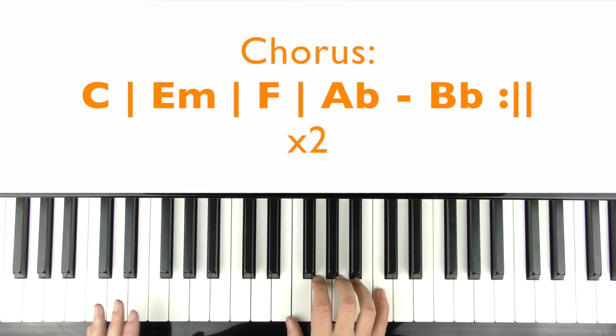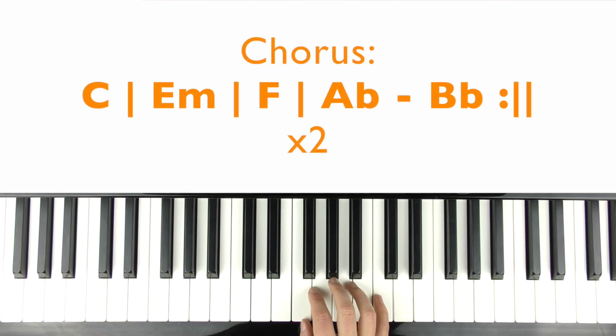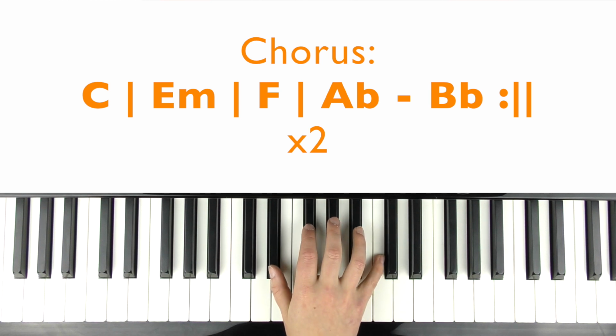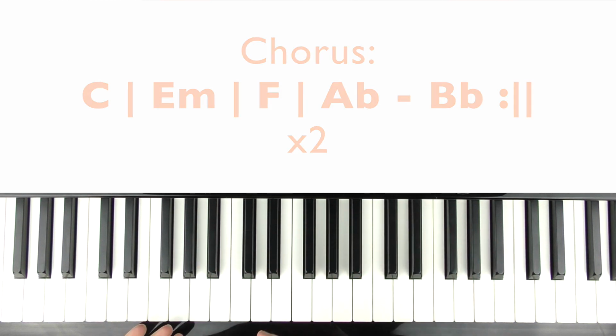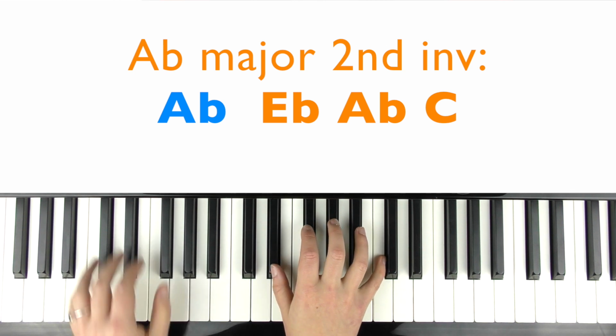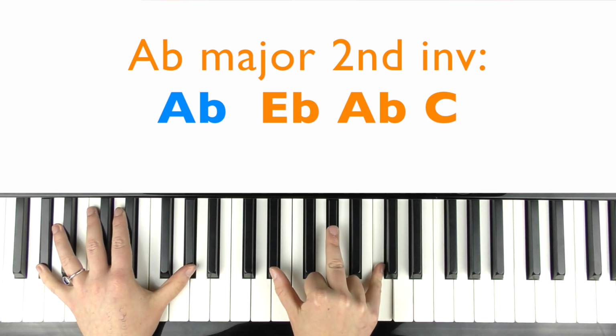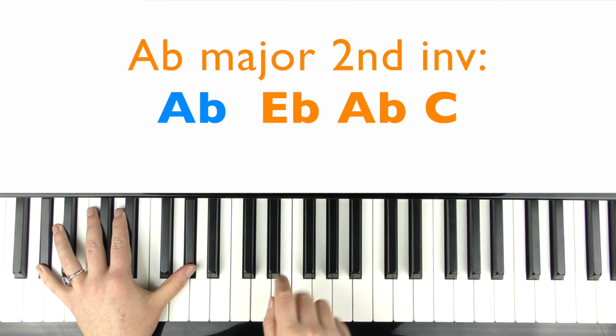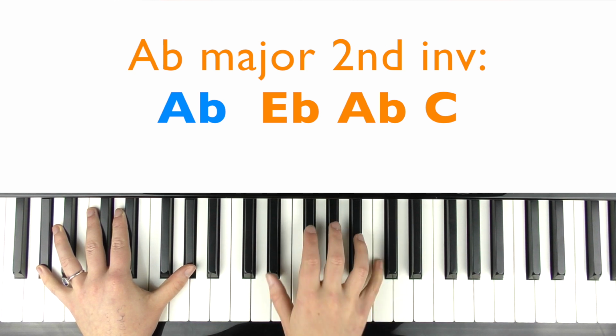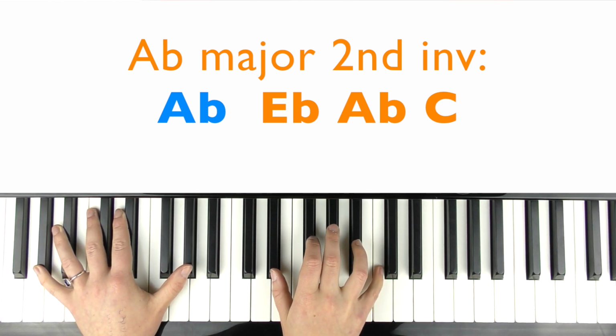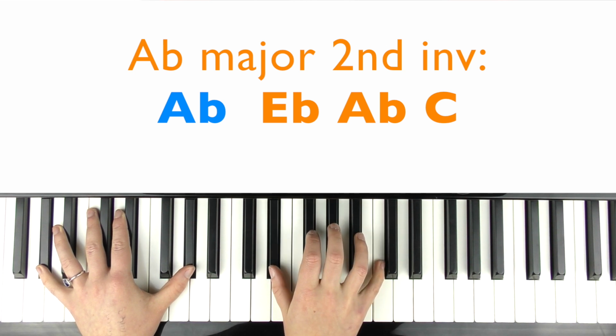I'll go through the chords of the chorus because there's a couple of new ones that we need to look at. So I'll teach you them now. The chord progression's on the screen, but then we've got this A flat second inversion chord, which is E flat, A flat and C with A flat in the bass. Again, you rock it like that, and you play that 3 times.